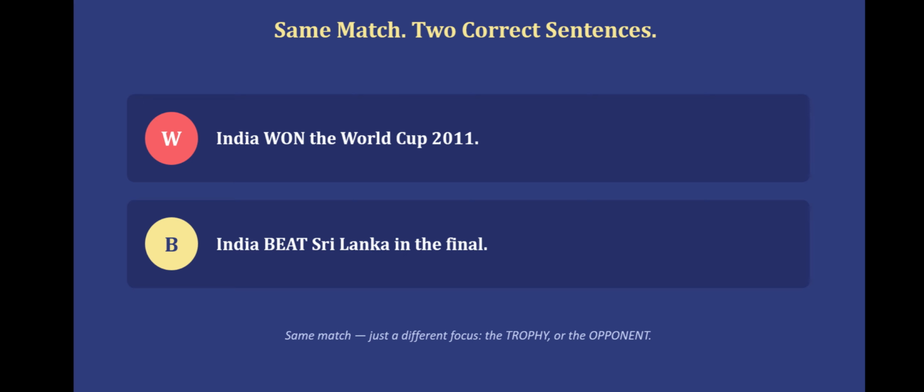Now here's where it gets really interesting, and this is the part that confuses people the most. Look at these two sentences. "India won the World Cup 2011." And "India beat Sri Lanka in the final." Both sentences are talking about the exact same match. But one focuses on the trophy, the thing India achieved, so we say won. The other focuses on the opponent, Sri Lanka, the team India defeated, so we say beat. Same event. Same day. Two different sentences, and both are 100% correct, because they're focusing on two different things.